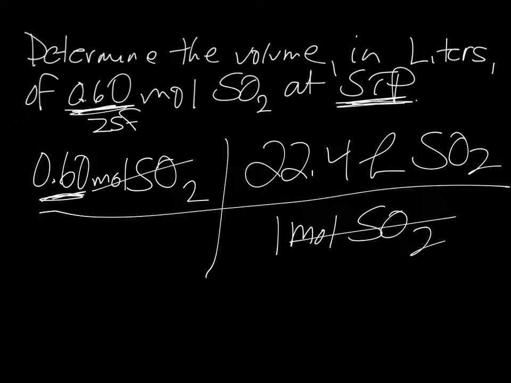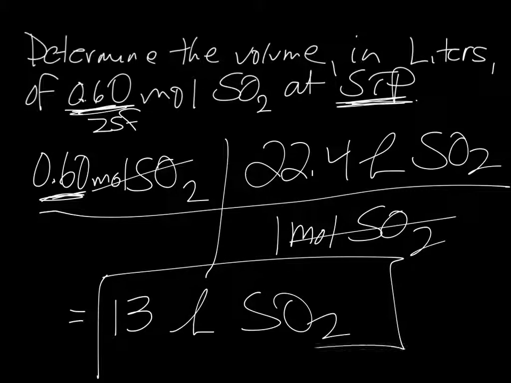So in this case, it's 0.60 times 22.4 liters, and that equals, to 2 sig figs, 13 liters of SO2. Now this intuitively makes sense, because this 0.60 moles is about half a mole, and we know that 1 mole is 22.4. So a half a mole would be 11.2. Well, we got a little more than that, so 13 liters makes perfect sense, and that's a good way for you to check yourself.